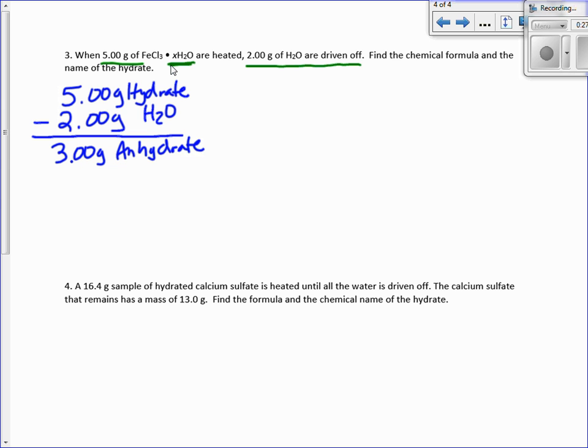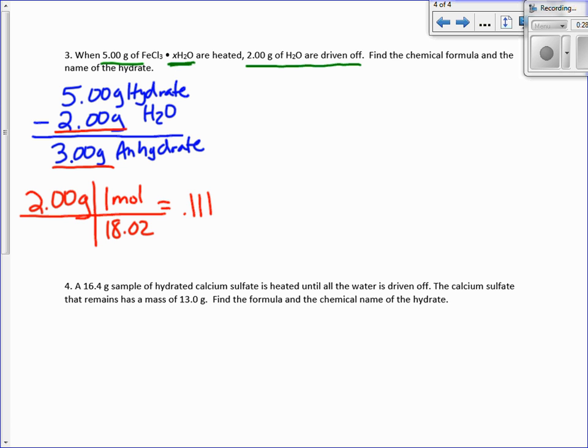What's the second step? What do we need to change our water and our anhydrate to? We have grams. What do we need to change those both to? Moles. We got to change it to moles. I'm going to start with the water because it's easy, because we know its molar mass. What's water's molar mass? 18.02 equals 1 mole. So this is going to give us the moles of the water. So this is 0.111 moles of water.